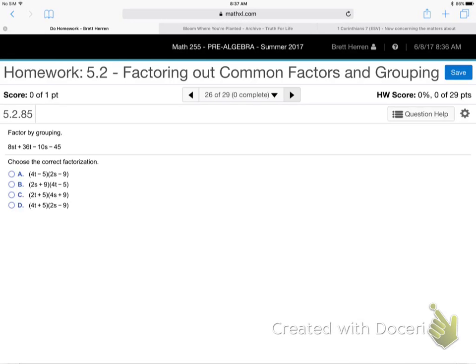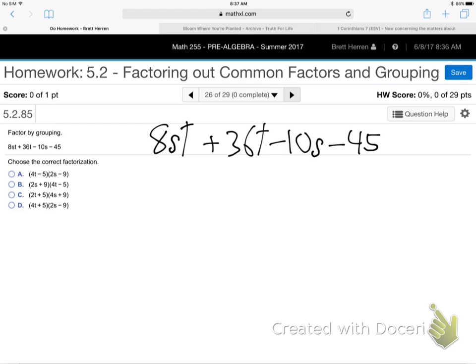Okay. Let's try this one. 8, is that an S? I don't like it when they use S's because my S's look like 5s. Try to be careful. 8ST plus 36T minus 10S minus 45. Okay. Try that one. 4 terms, 2 split. First 2, last 2.